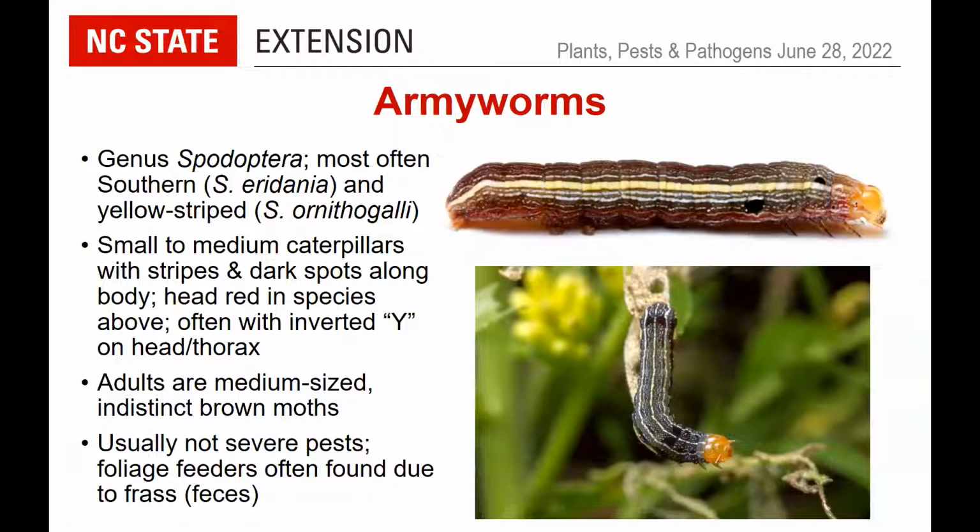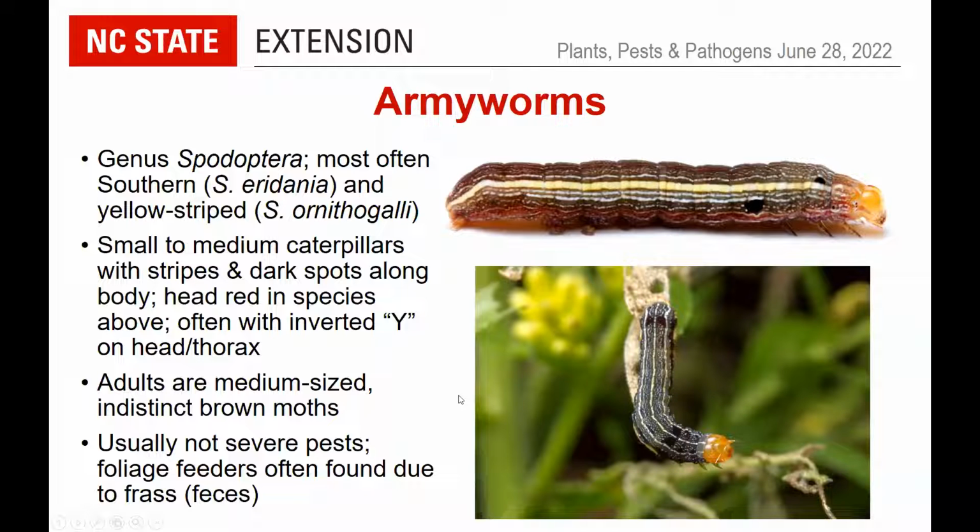A similar group of caterpillars are called the armyworms. These are in the genus Spodoptera, and on tomatoes, it's most often going to be southern and yellow striped armyworms. These are small to medium caterpillars with stripes and dark spots, especially these very large, almost velvety dark black spots. The species that affect tomatoes often have this yellow, orange, or red head. And Spodoptera typically are identified by an inverted yellow Y on the head, although these individuals don't really show it. The more mature larvae often show it a little bit more than the younger larvae.